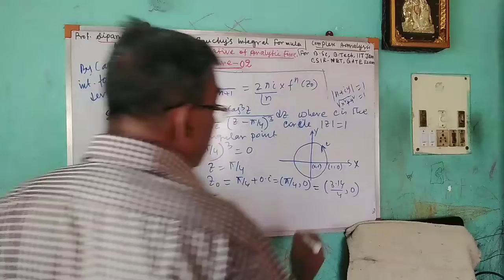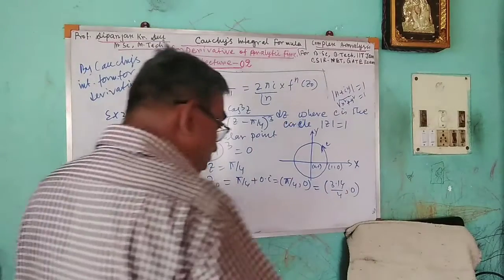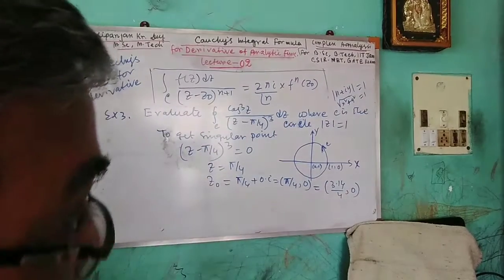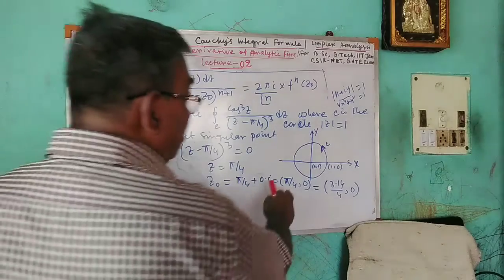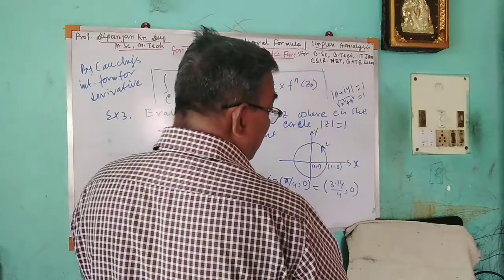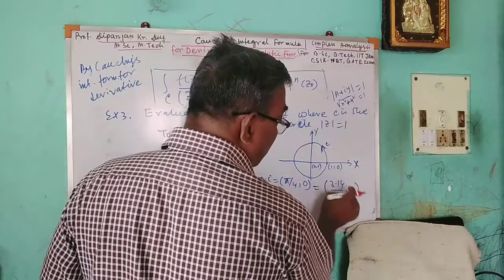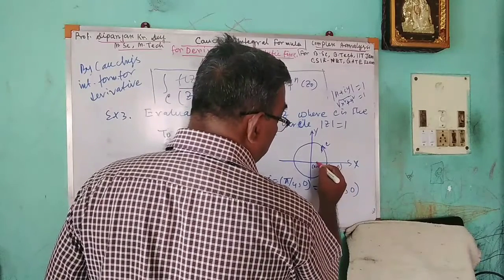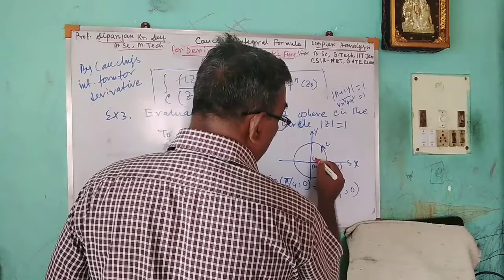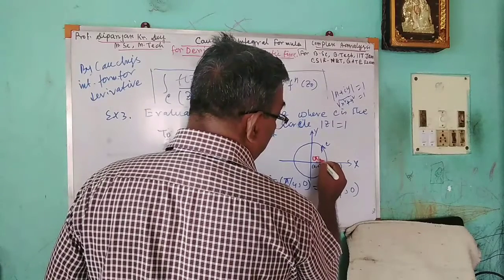So this point, pi by 4, comma 0, lies inside the circle. That is because this is less than 1. That is point something, comma 0. Say this point is pi by 4, comma 0.